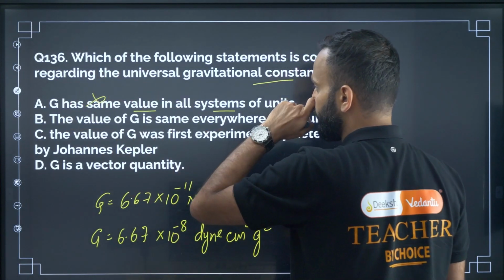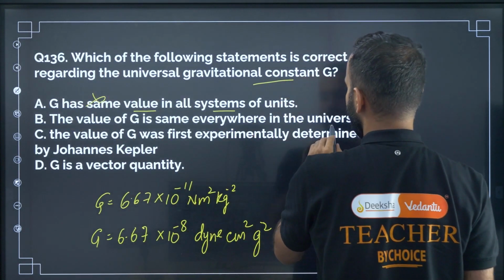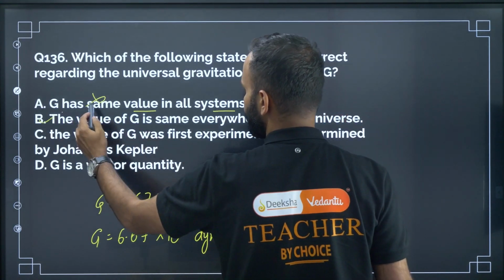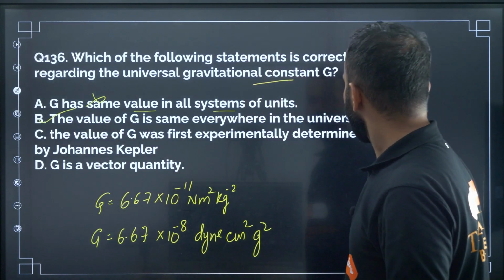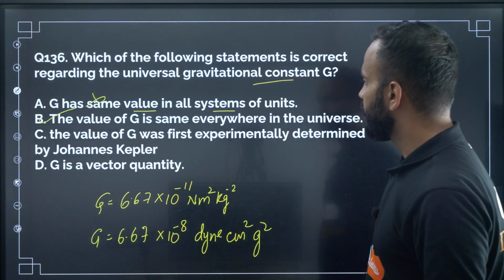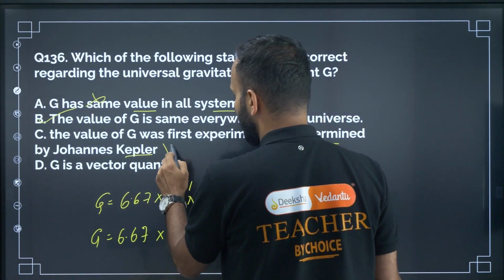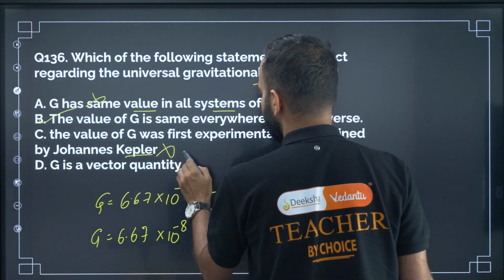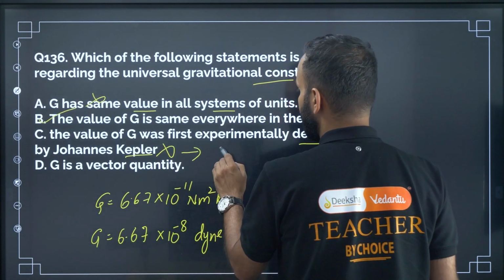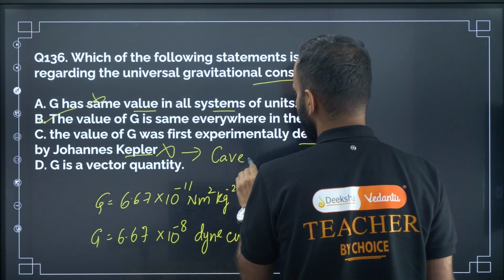Option B, the value of G is same everywhere in the universe. Correct. Option C, the value of G was first experimentally determined by Johannes Kepler. Wrong. So it is first experimentally determined by Cavendish.